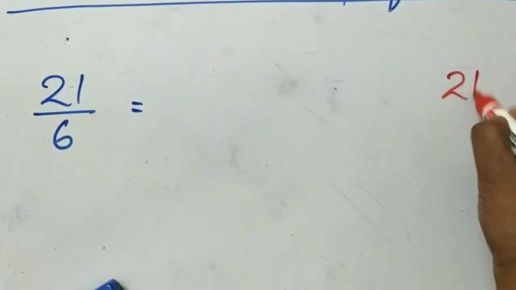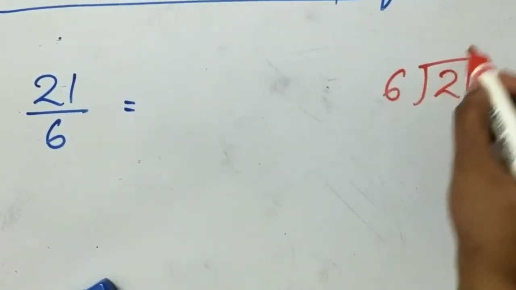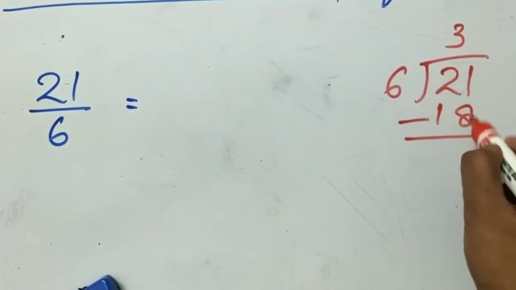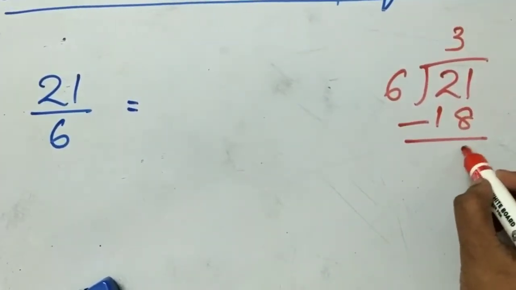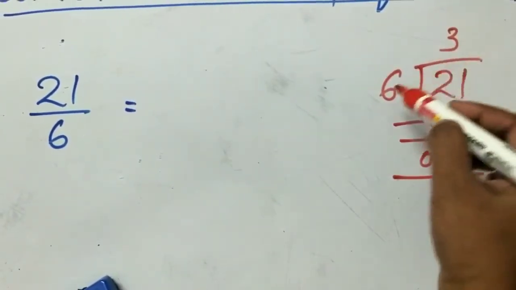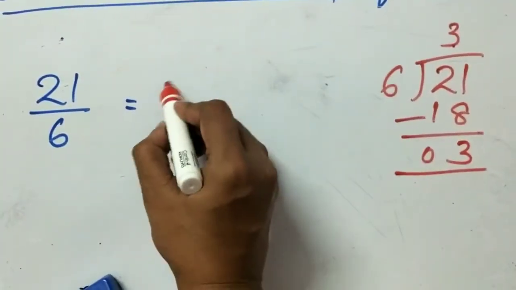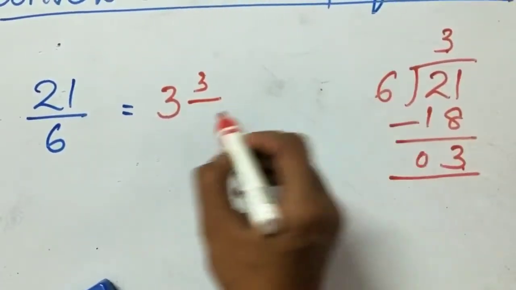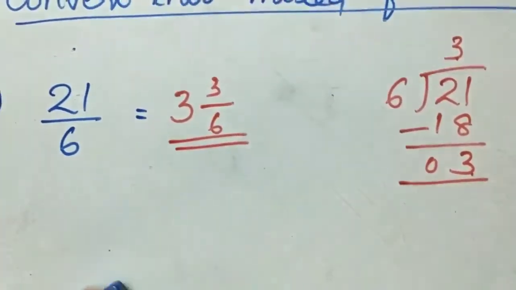Next question, 21 by 6. 21 divided by 6. 6 3s are 18. 21 minus 18, 3. 21 by 6 equals 3 and 3 by 6.